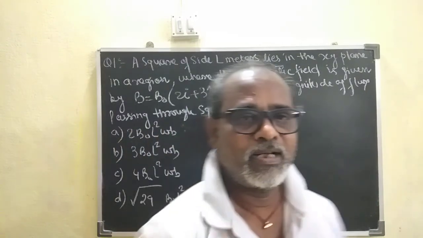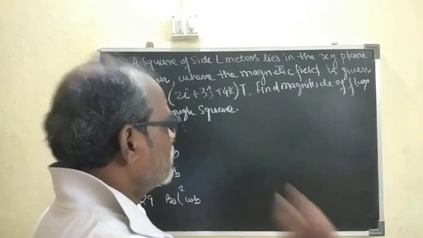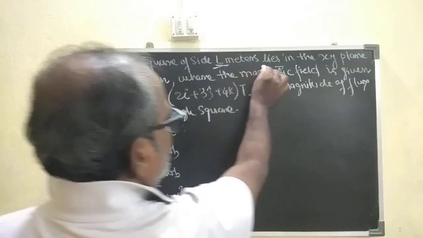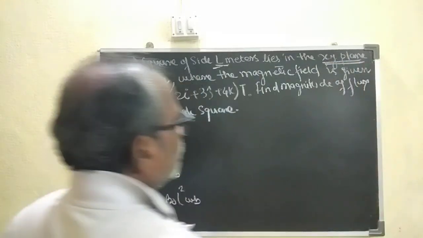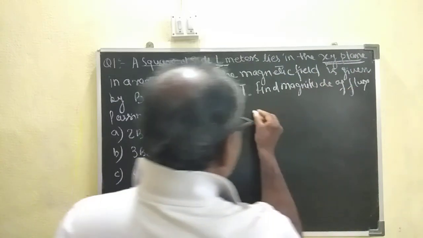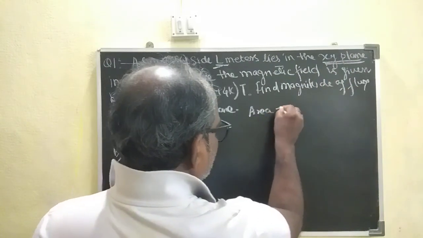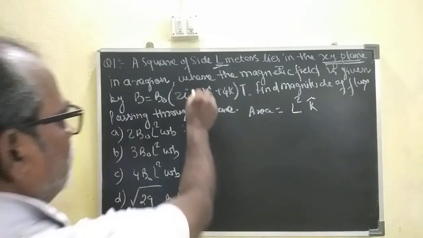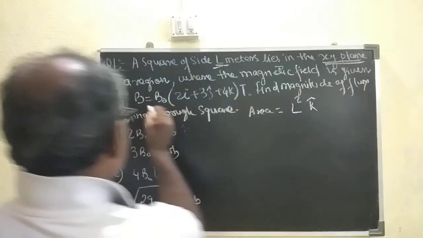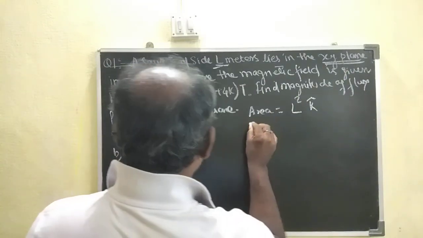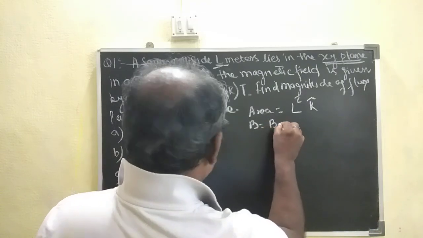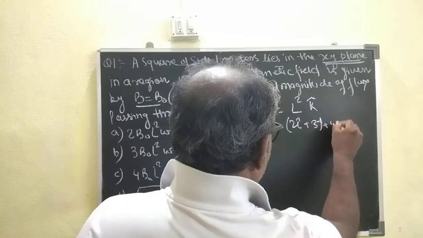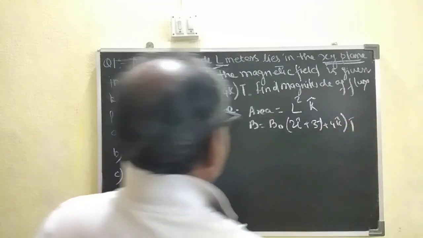So this is a question from electromagnetic induction multiple choice questions. MCQ. The very first question is: a square of side L meters lies in the XY plane. So from XY plane, we can find the area equals L square K cap, where the magnetic field is given as B equals B naught 2I cap plus 3J cap plus 4K cap Tesla.